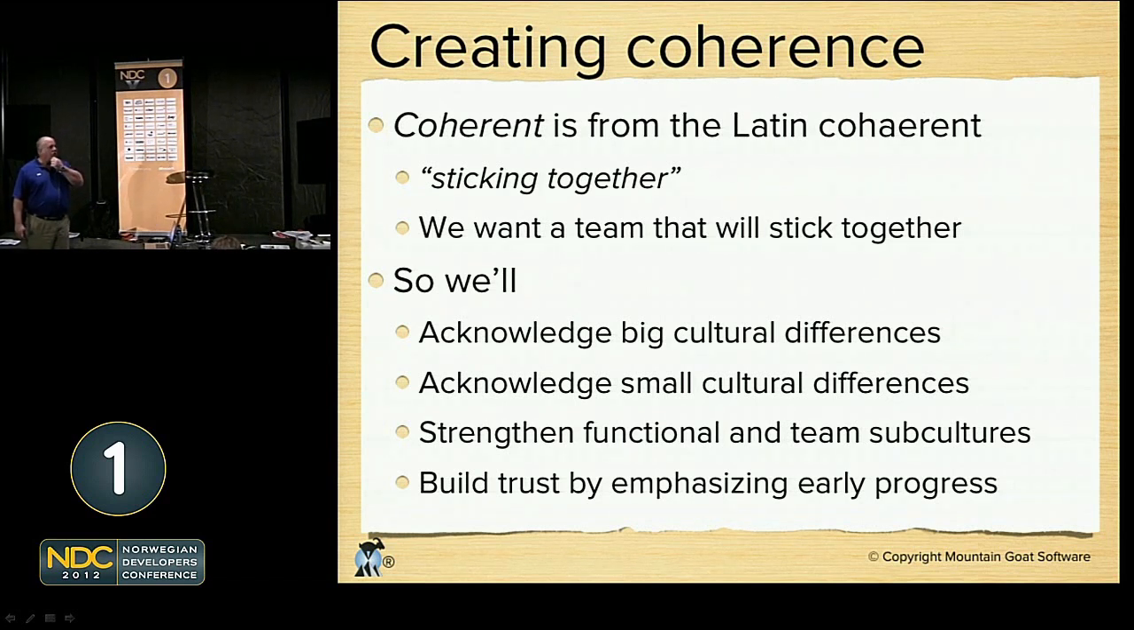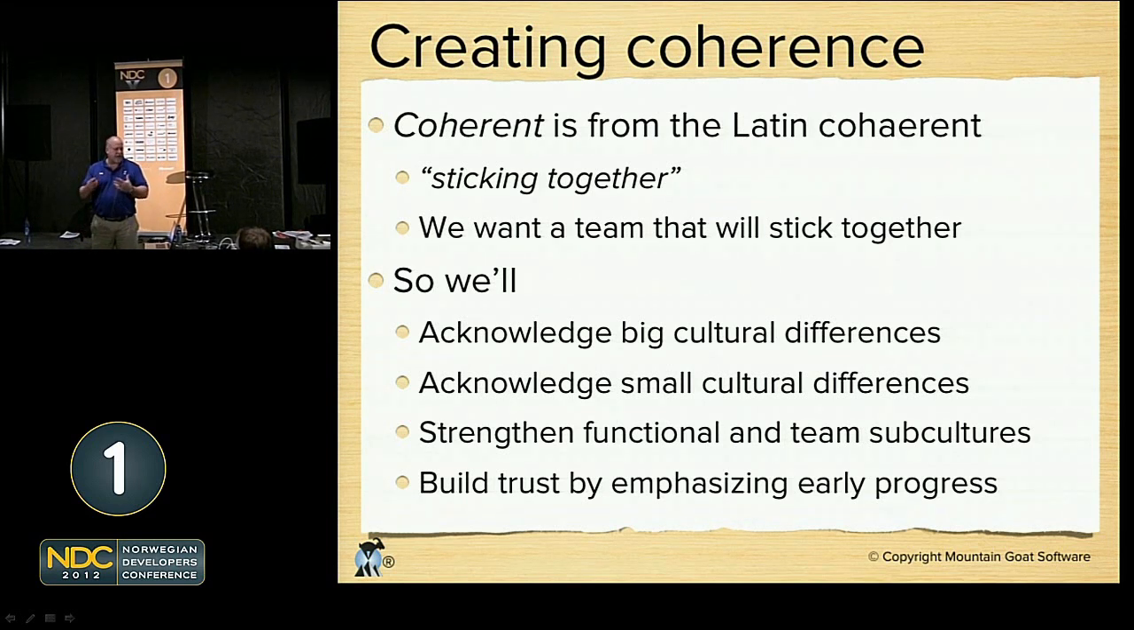So some of the things we're going to have to do in creating a team that sticks together is acknowledge our cultural differences. Now, we have to think about the big cultural differences. We have to think about the little cultural differences. There's small things between different cultures, and even if we're in the same region or same country, perhaps, right? We have to think about our functional and team subcultures. By here, I'm talking about, okay, I'm in Colorado in the U.S., you're here in Norway, but we're both technical, right?